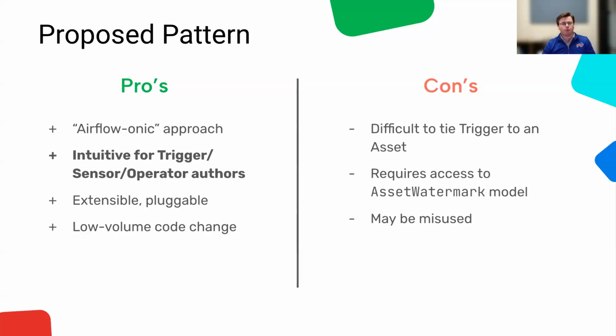So pros of this proposed pattern. This is kind of like an Airflow-onic approach, right? We've already got something very similar in place with variables, with the variable model. And XCom's similar. It's not the same thing, but again, it's a similar model. And we're going to make it very intuitive for trigger, sensor, operator authors, right? So if you've already used variable before, this new approach is going to be very, very similar. You're not going to have to learn anything new. It's going to feel intuitive.